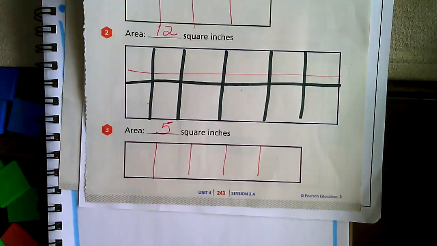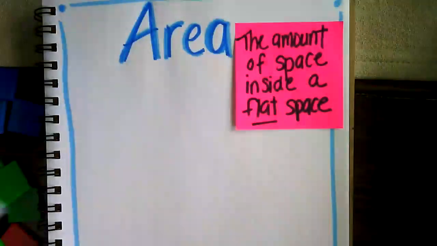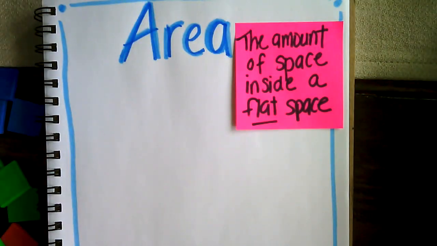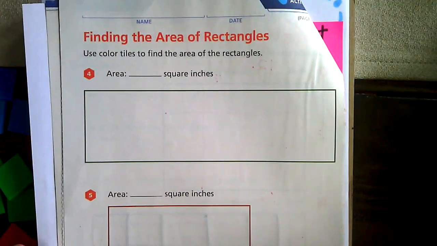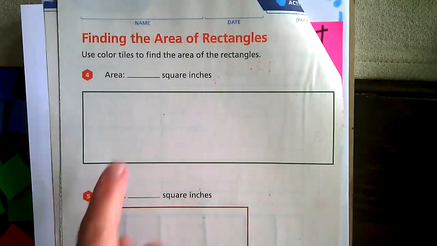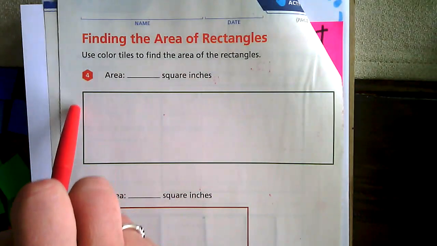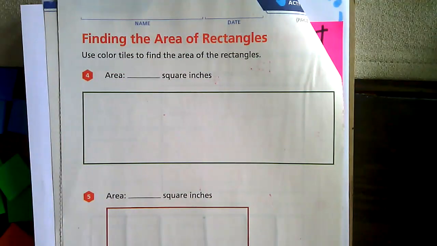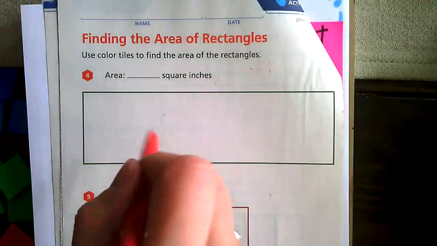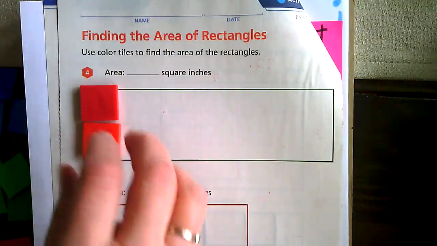Five square inches. Okay, let's try another one on the back. So let's turn your page over. Remember, we're finding the amount of space inside this flat shape. If I wanted to measure all the way around and find the perimeter, I could, but today we're just finding this space inside. All right, I'm going to go ahead and start covering up.